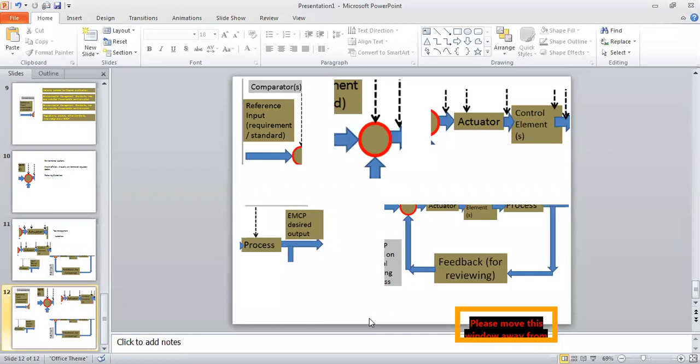Can you, in simple terms, just explain what is a single word, a comparator and an actuator? The comparator is just a reference or something?